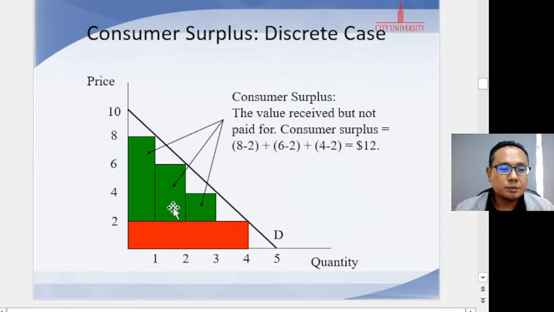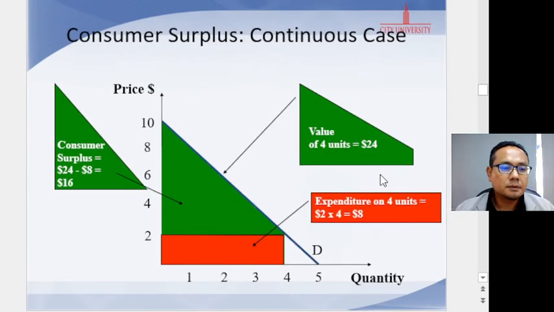It's minus 2, and then plus 4, 6 minus 2, plus 4. Okay, the consumer surplus, 24 minus 8 equals 16. That's the value of the units.